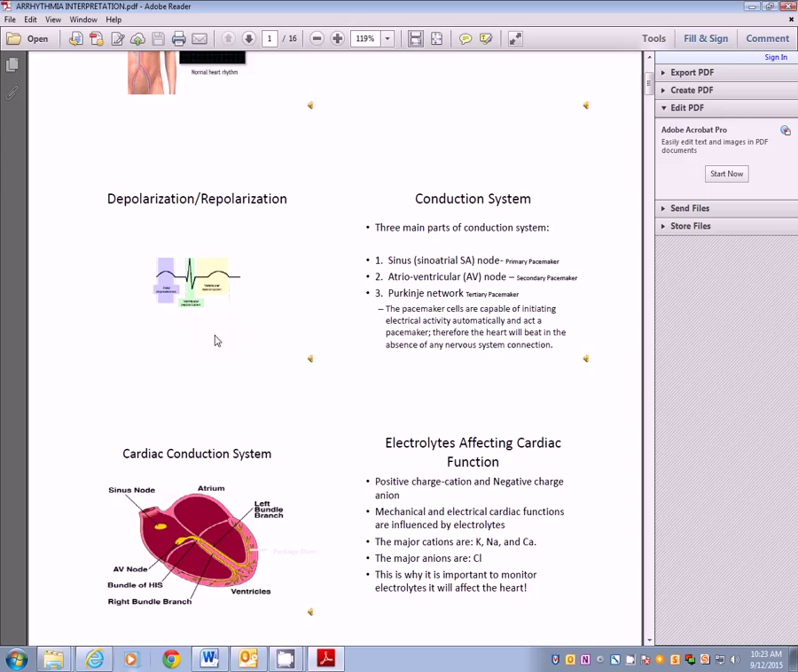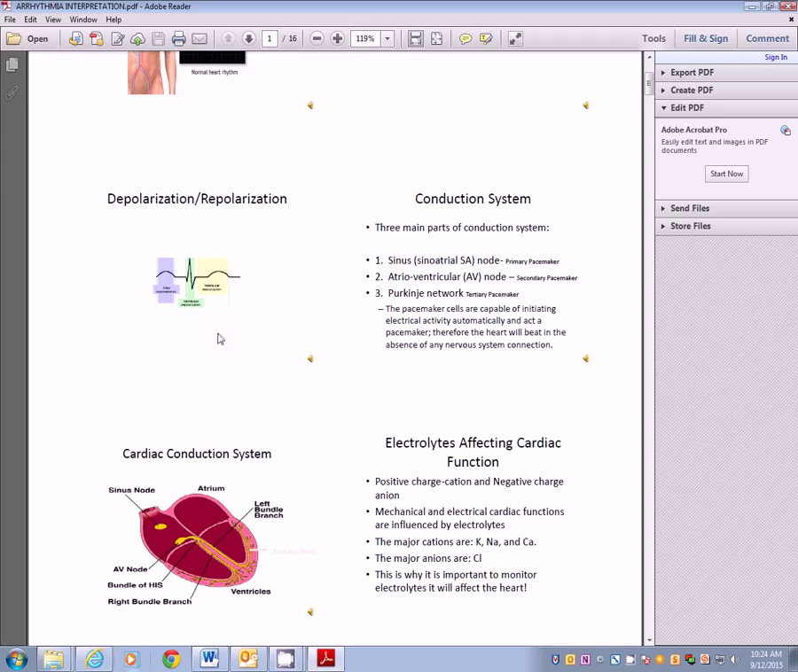And even though we've not looked at any waveforms yet, this is what's happening in each waveform. Again, if you looked at my YouTube that I posted, she did an excellent job of explaining this. In the atrium we have depolarization, in the ventricle we have depolarization, and then we have ventricle repolarization that occurs again. The conduction system, there are three main parts of the conduction system.